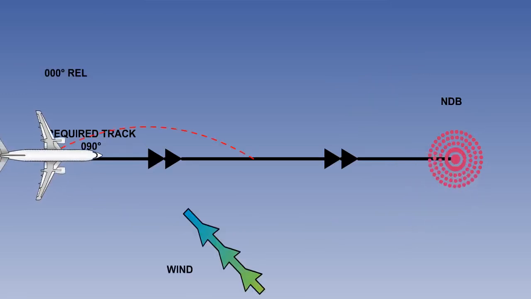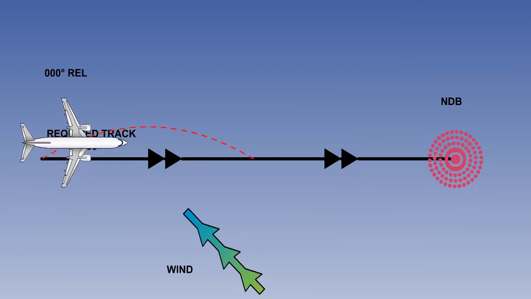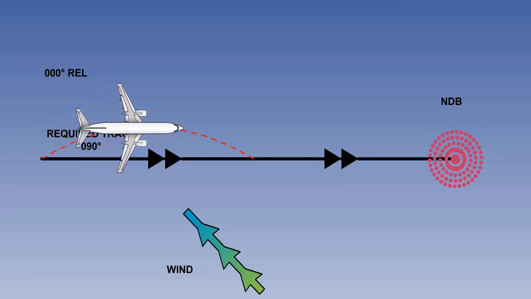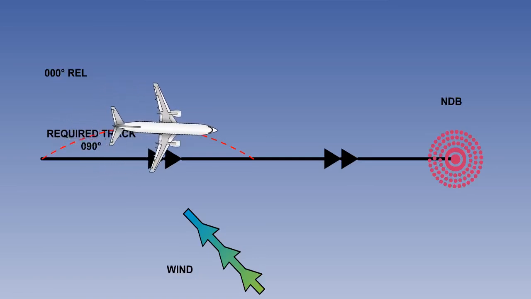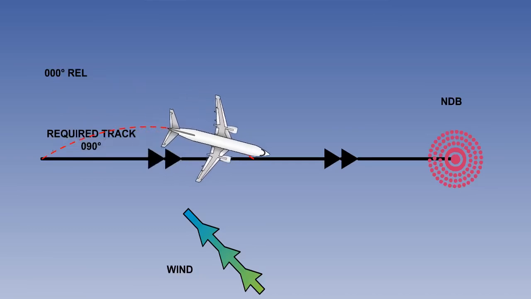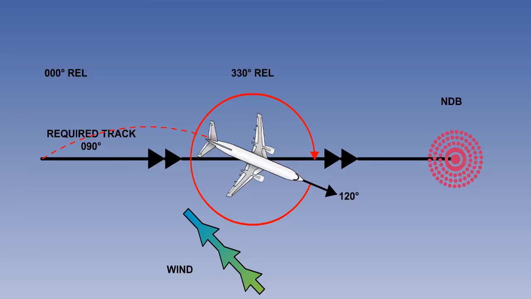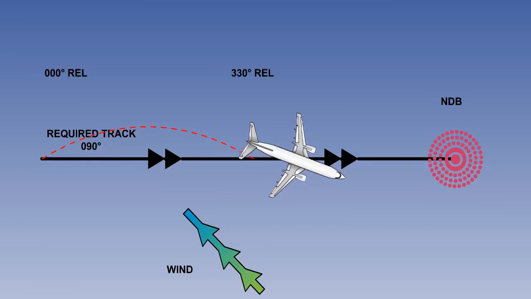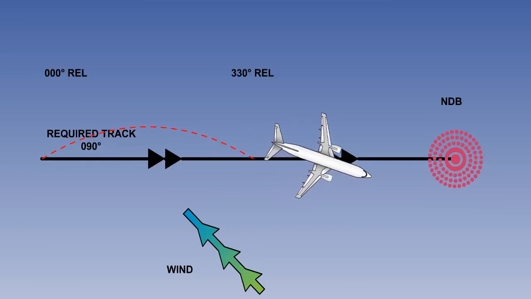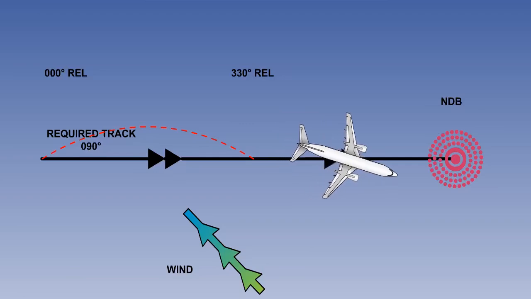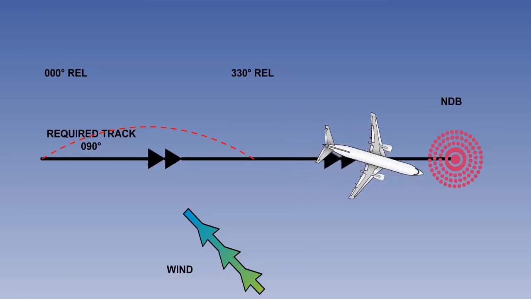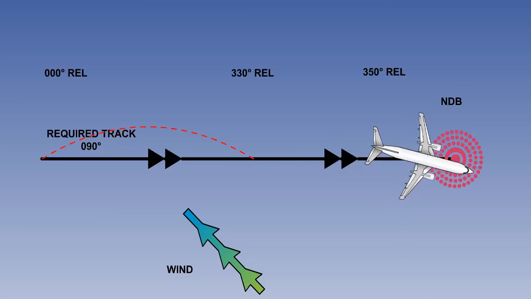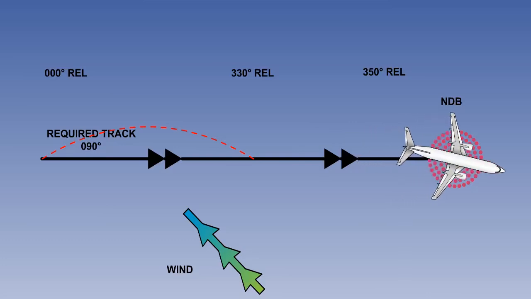Consequently, the correct way to fly to an NDB is to follow a defined track. This is tracking and requires the pilot to compensate for any drift caused by a crosswind. Here we see the pilot regaining track after being blown off track, then making a 10-degree allowance for wind. Notice how the relative bearing of the NDB has changed from 000 to 330 to 350 degrees.